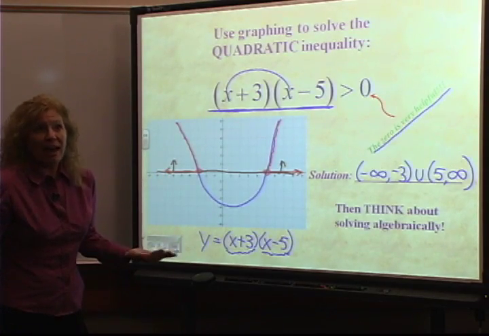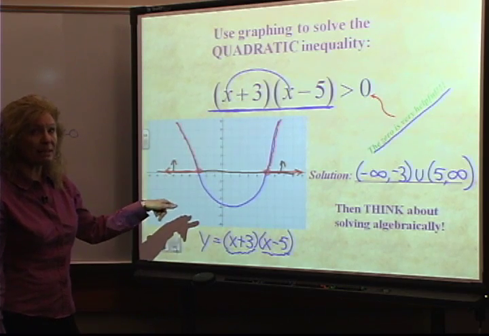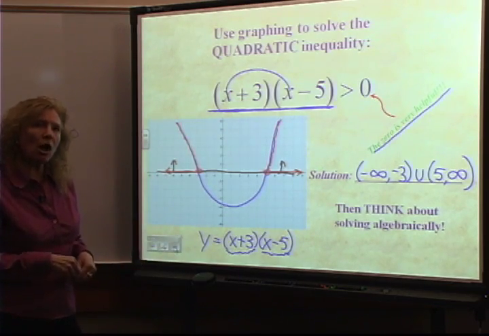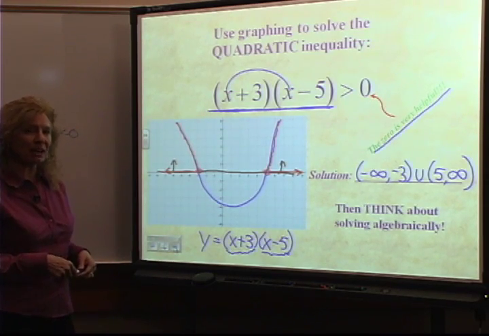Now, it's not that difficult, but you know what? This is way easier. And especially when you have already mastered the skills of graphing, it's a very nice way of looking at it. Okay?